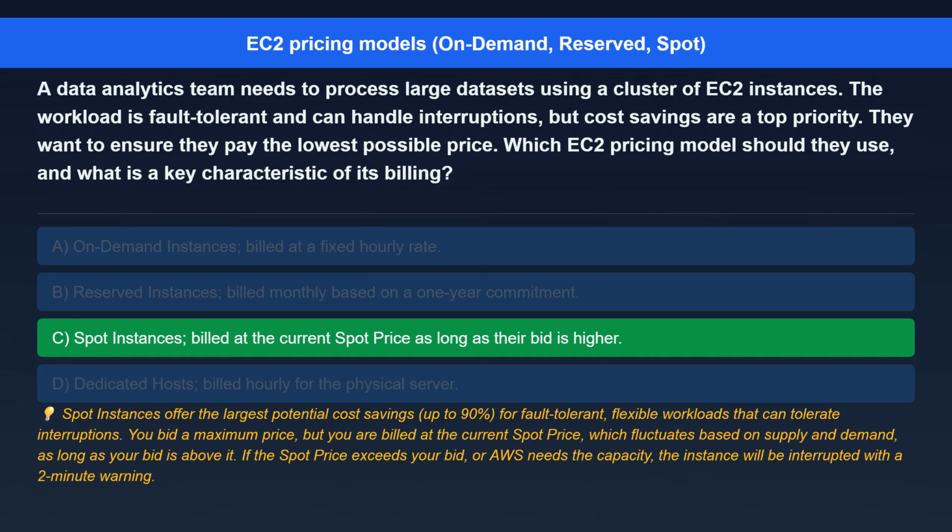The correct answer is spot instances. Billed at the current spot price as long as their bid is higher. Here's the explanation. Spot instances offer the largest potential cost savings, up to 90%, for fault-tolerant, flexible workloads that can tolerate interruptions. You bid a maximum price, but you are billed at the current spot price, which fluctuates based on supply and demand, as long as your bid is above it. If the spot price exceeds your bid, or AWS needs the capacity, the instance will be interrupted with a 2-minute warning.